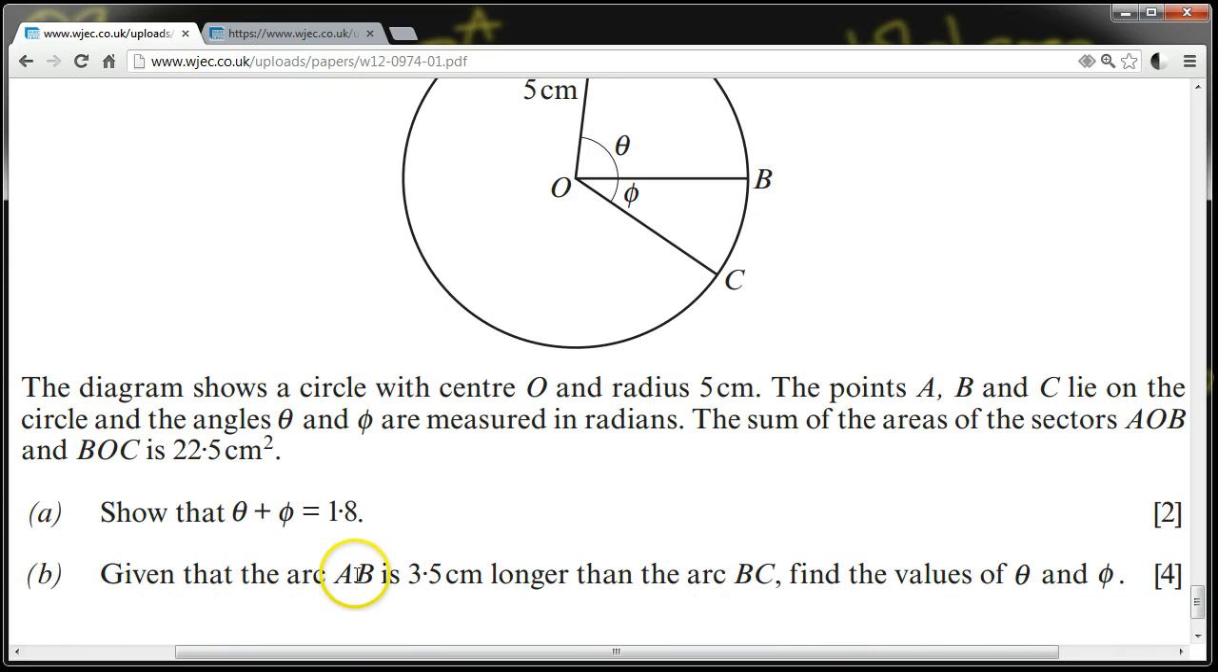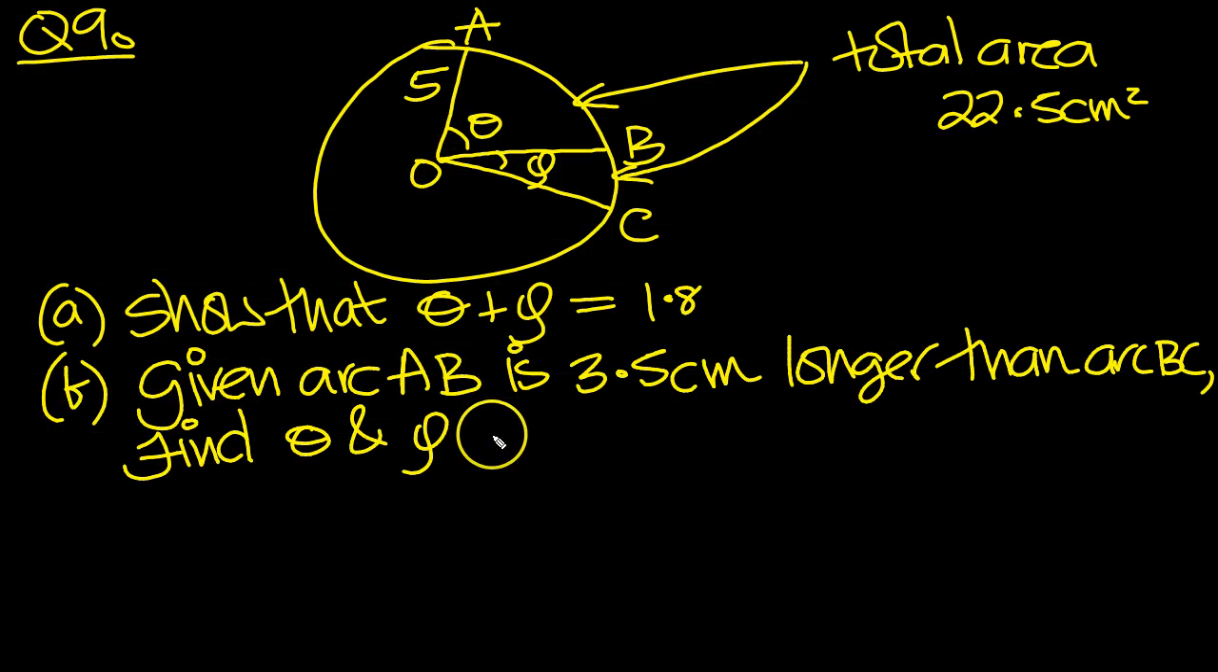And given that the arc AB is 3.5 centimeters longer than the arc BC, find the values of theta and phi. So I've got the question here in summary form. So let's have a look at it here, shall we? The total area is what we're told.